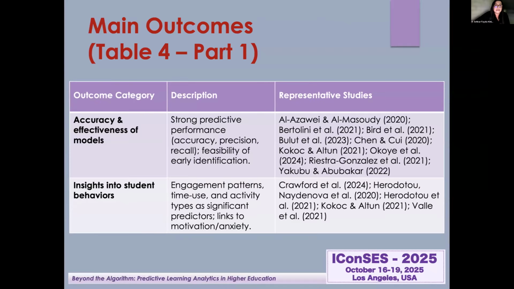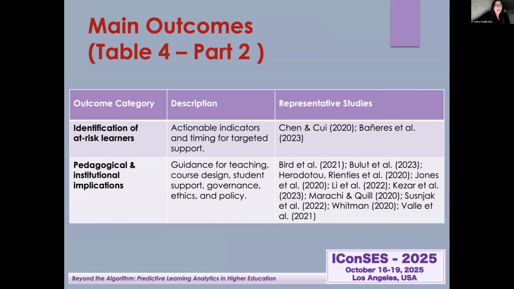Another theme as an outcome category: insights into students' behaviors were revealed based on engagement patterns, time use, and activity types, which are linking to motivation or anxiety. Outcome category number 3 is only 2 studies, as you see here.